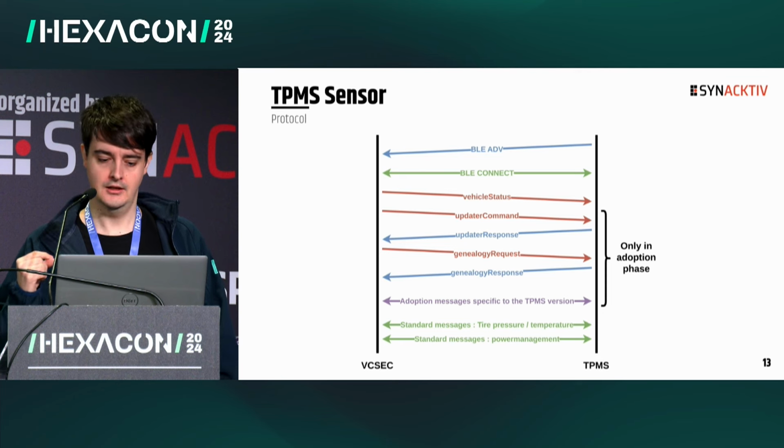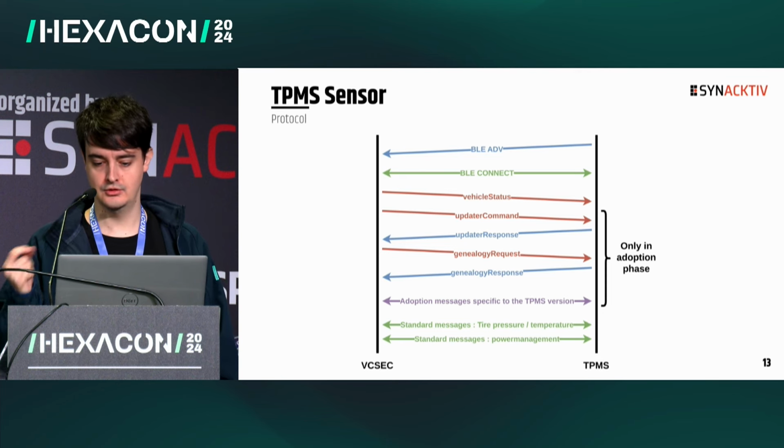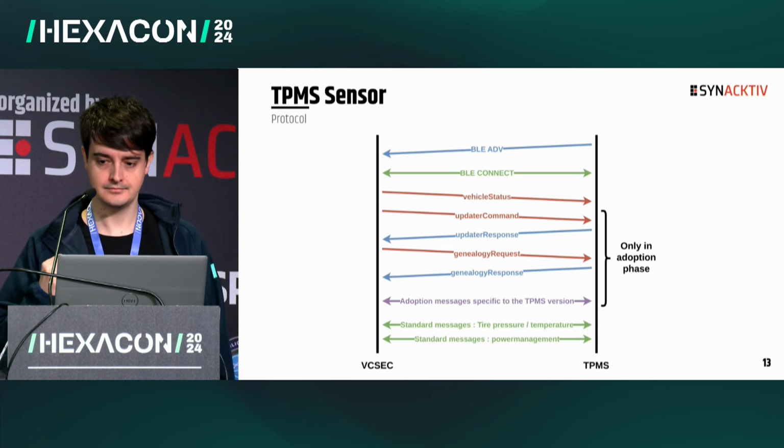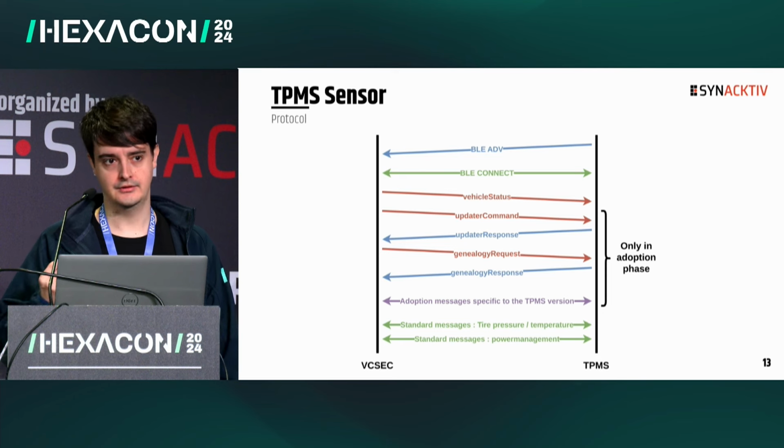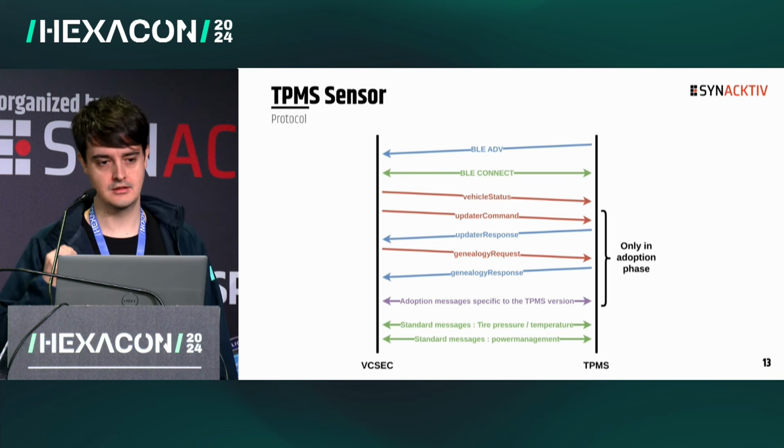And later, when the TPMS is a new one, so when VCSEC encounters this TPMS for the first time, for example if you changed a wheel, it will send a series of specific messages that are required to enroll and adapt. This is called the adoption phase or enrollment, and this is only for the first time that the TPMS is seen. This is important for the rest of the presentation because the vulnerability lies within one of those messages.